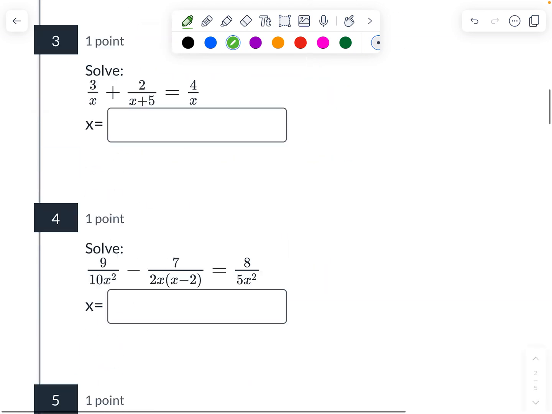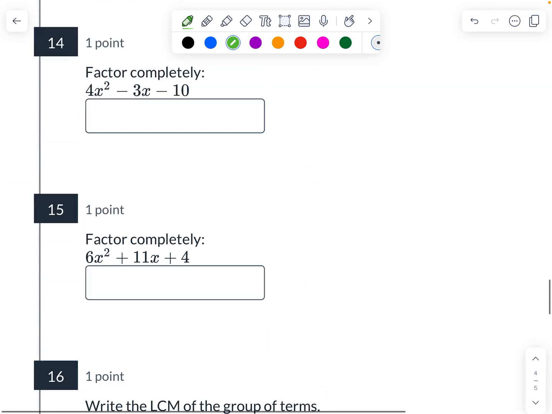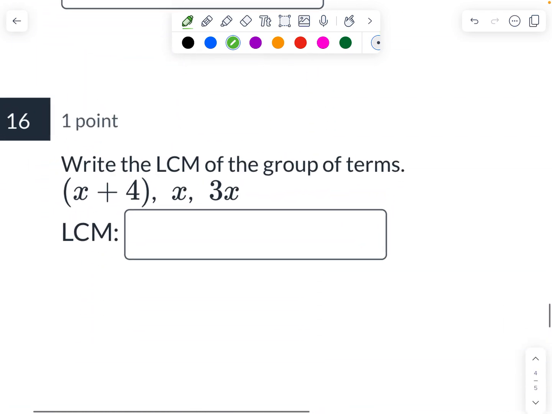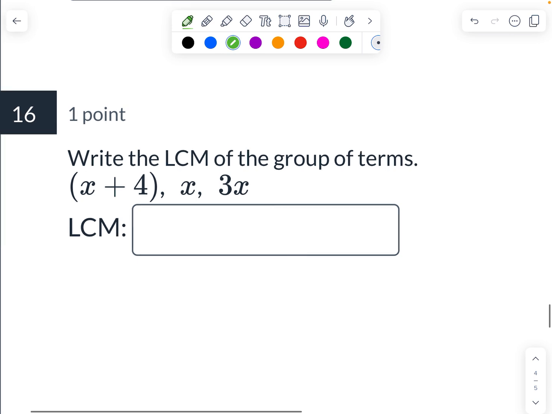And there's one more on this assignment. Let me go down to question 6. Don't get dizzy. Close your eyes. 16. There we go.